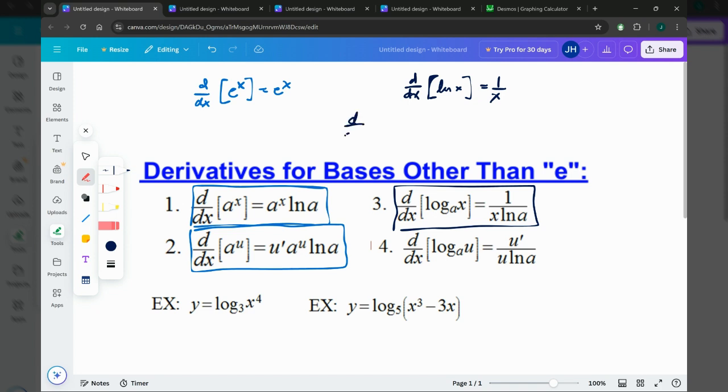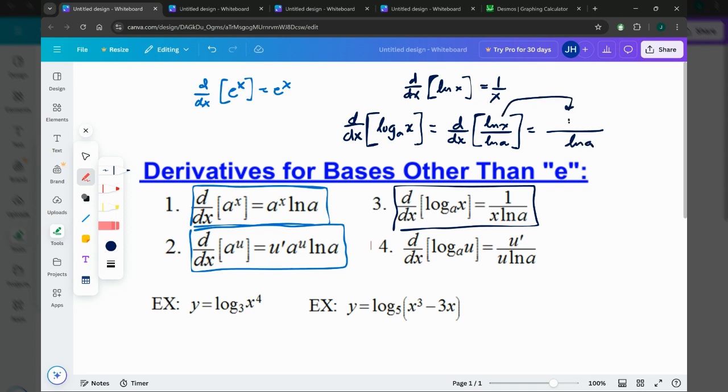Well, here's the thing. When you take the derivative of log base a of x, that's the same as taking the derivative of, by the change of base formula, the natural log of x over the natural log of a. And you'll notice that the natural log of a is already on the bottom, that's a constant. And the derivative of the natural log of x would be 1 over x.